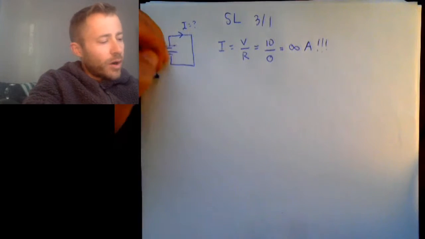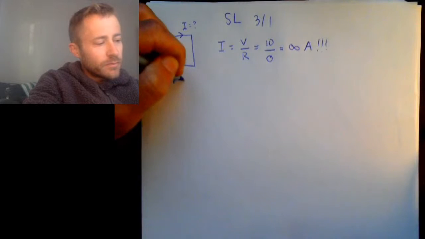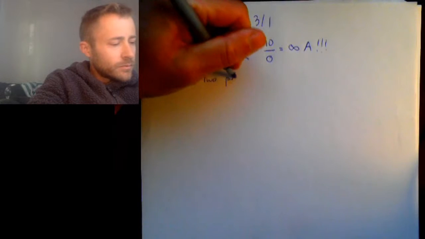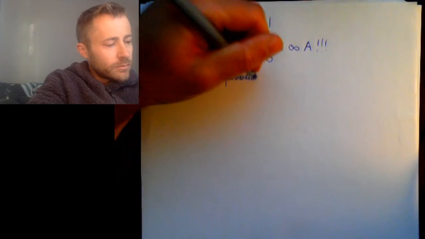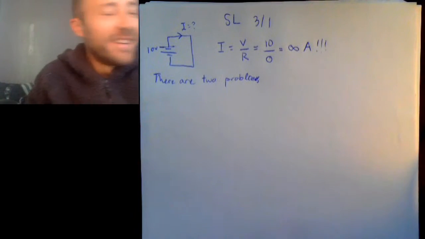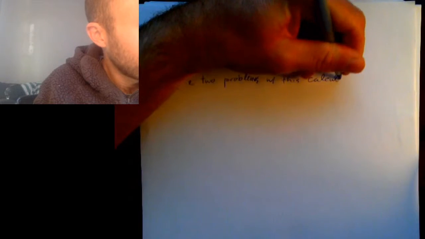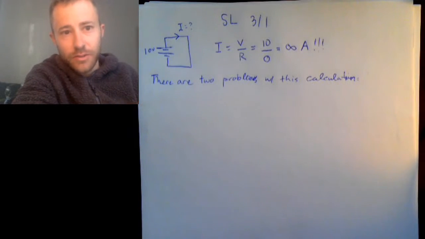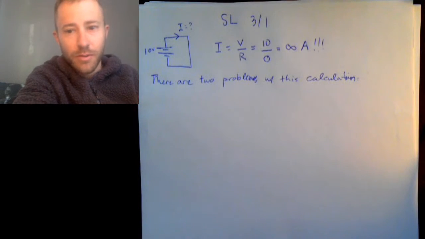So there are two problems with this calculation. I almost wrote problema. There are two problems with this calculation. And the first problem is the subject of today's lesson, and the second problem is the subject of Thursday's lesson.